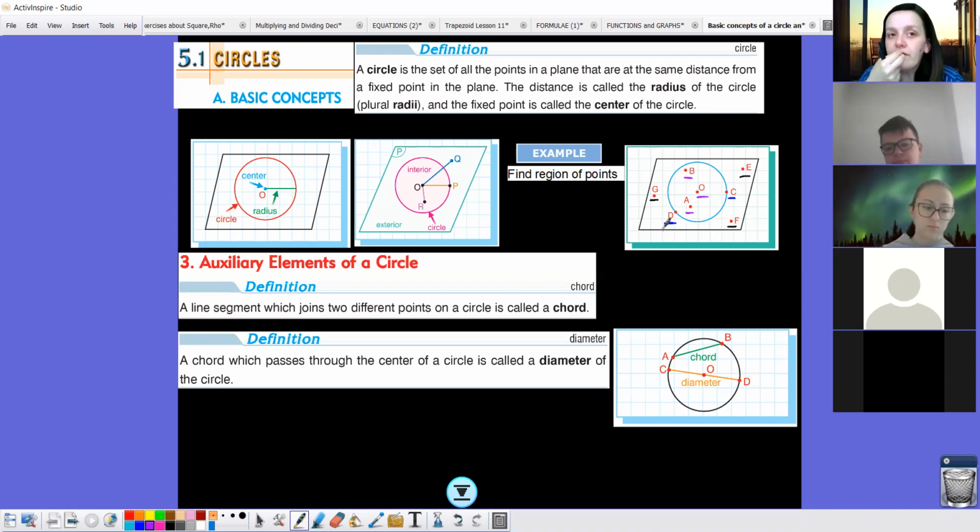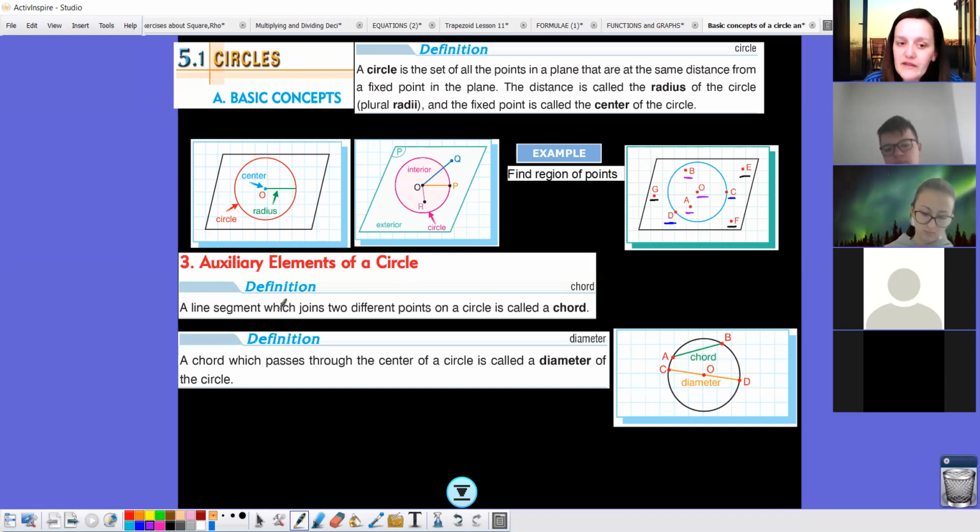So if in the question it says that point D is on the circle, you need to put a point on the line. If it says that point, let's say C, is out of the circle or in the exterior region, you will put the point out of the circle. If it says in the interior region, you will put it inside of the circle. Now, auxiliary elements of a circle, and there is another definition here.